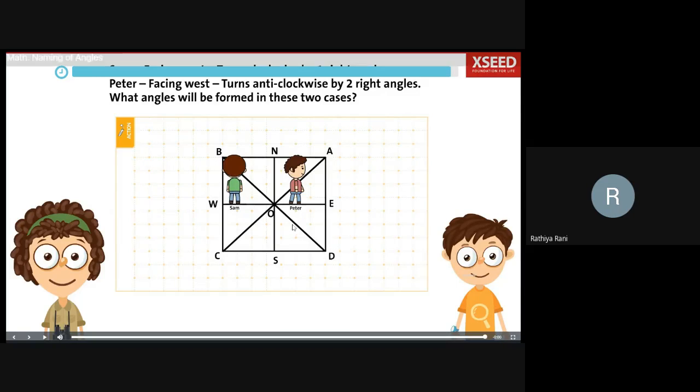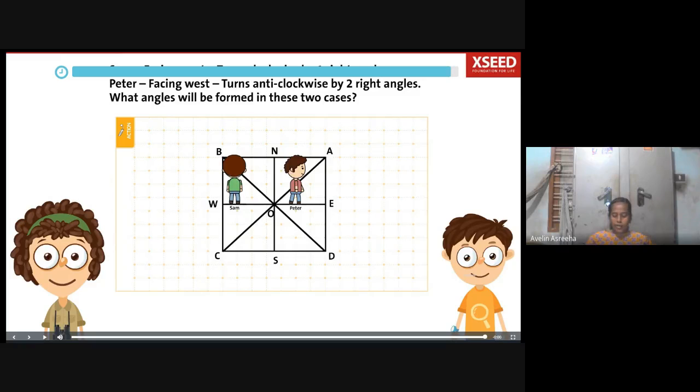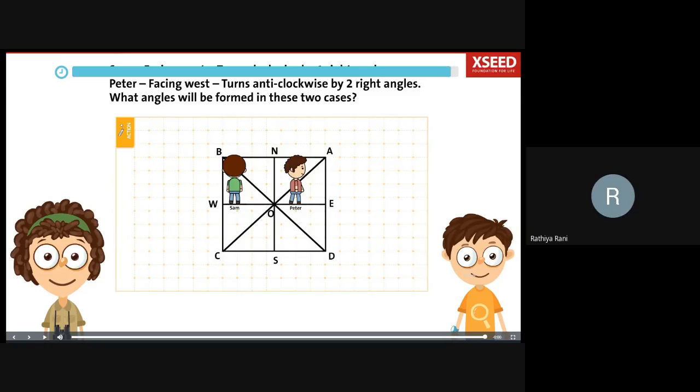Next, Peter. At first he was facing towards west. Now he is turning in the anti-clockwise direction by two right angles. So Evelyn, what is the angle there? Peter formed the straight angle, which was 180 degrees. Is it 180? Is it correct, Riju?